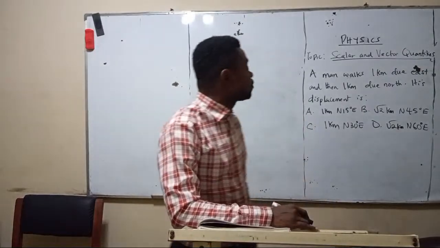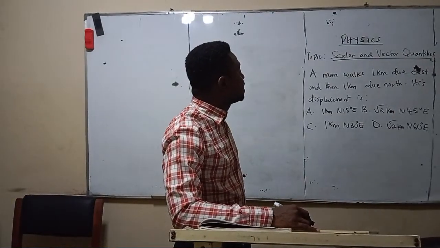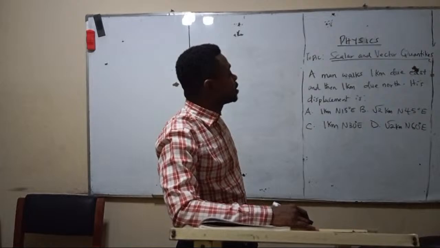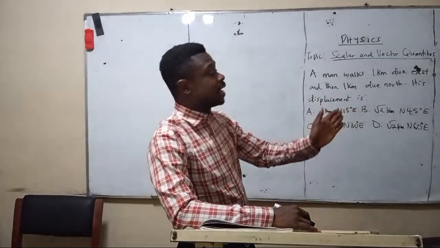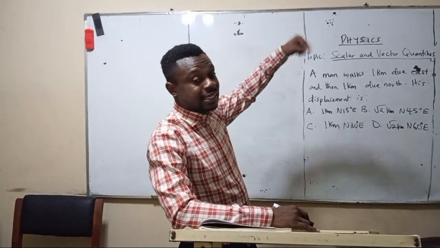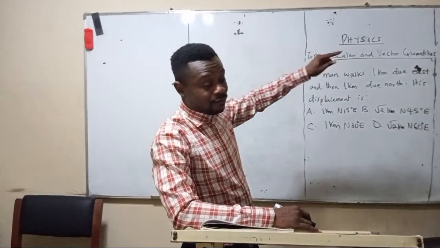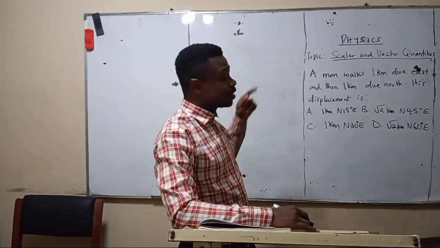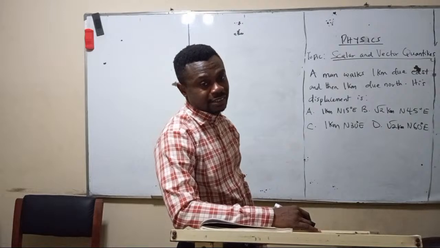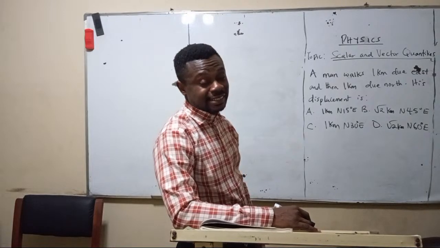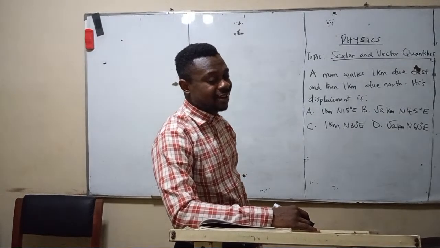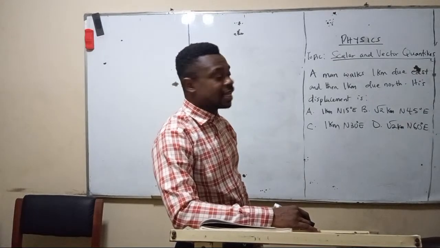All right, this question wants us to find the displacement of the man that started from one point, moved due east, got to a point, then diverted and moved due north. So they want the displacement of the man from where he started to where he stopped. Displacement is a vector quantity, while its counterpart, distance, is a scalar quantity. Even in magnitude, they are not exactly the same.